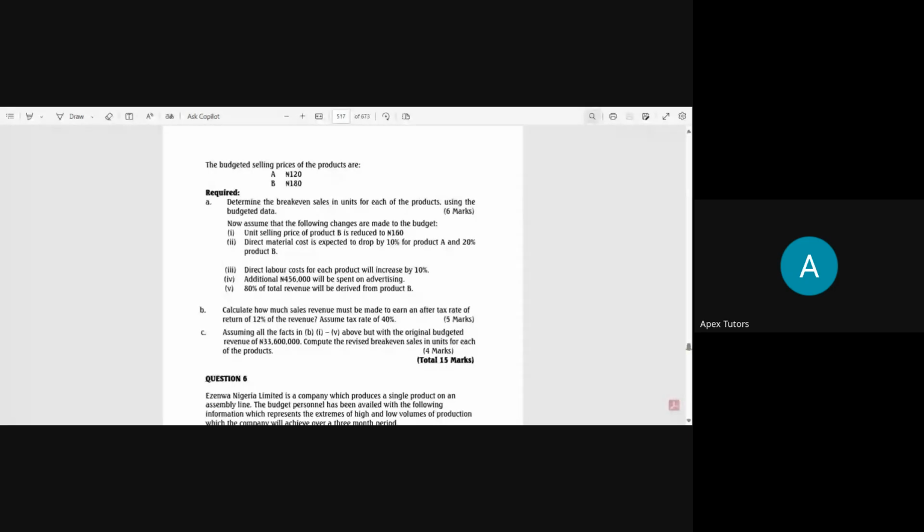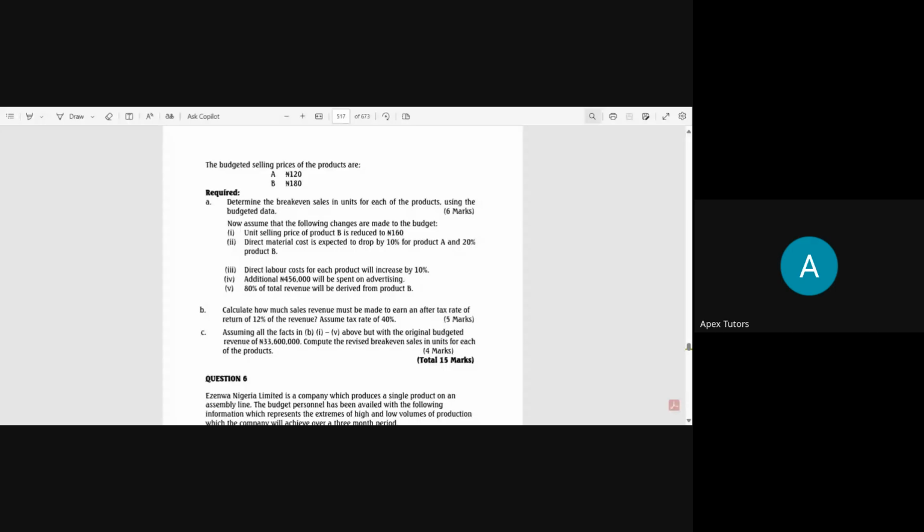Looking at this question, first we are to determine the break-even sales in units for each of the products using the budgeted data. The break-even point for each of the products using the budgeted data. Now, what is the formula to solve for break-even, since we want to get the break-even point?